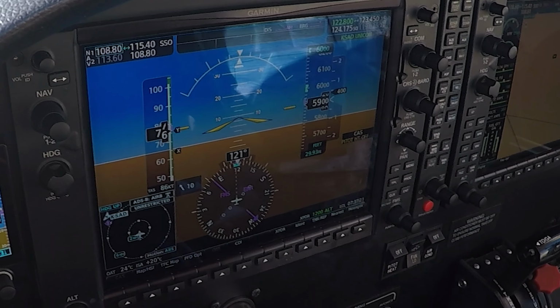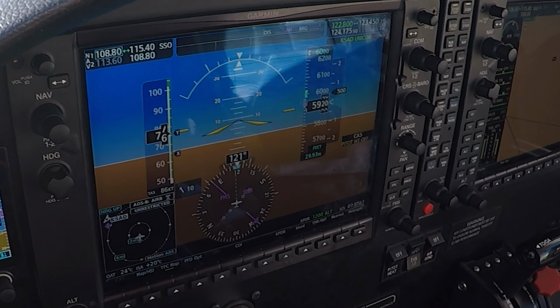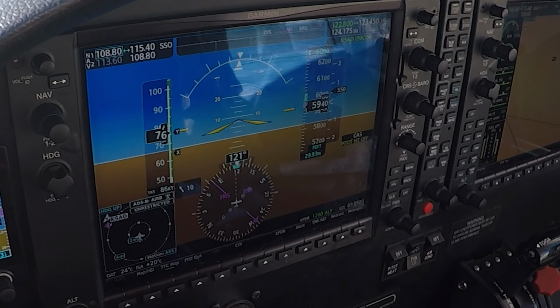Okay, so you can see we did not lose our heading in that maneuver, and we did not push the nose below the horizon.